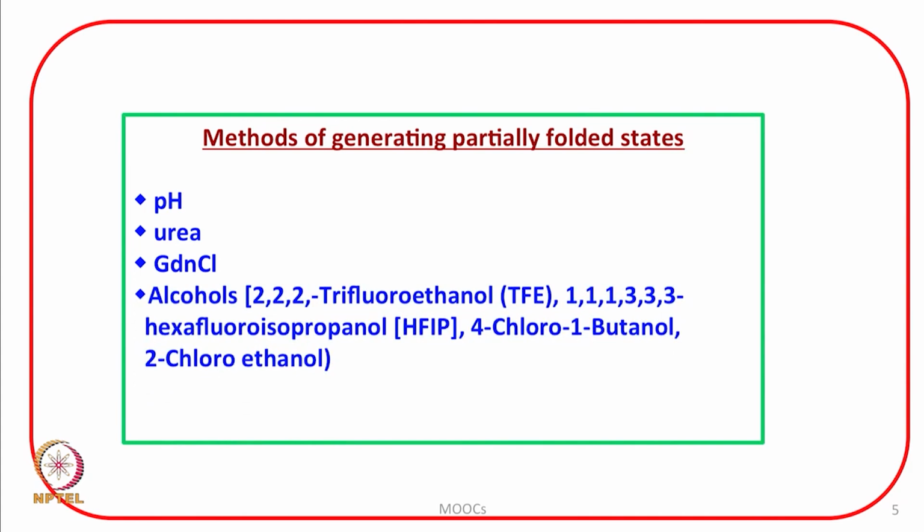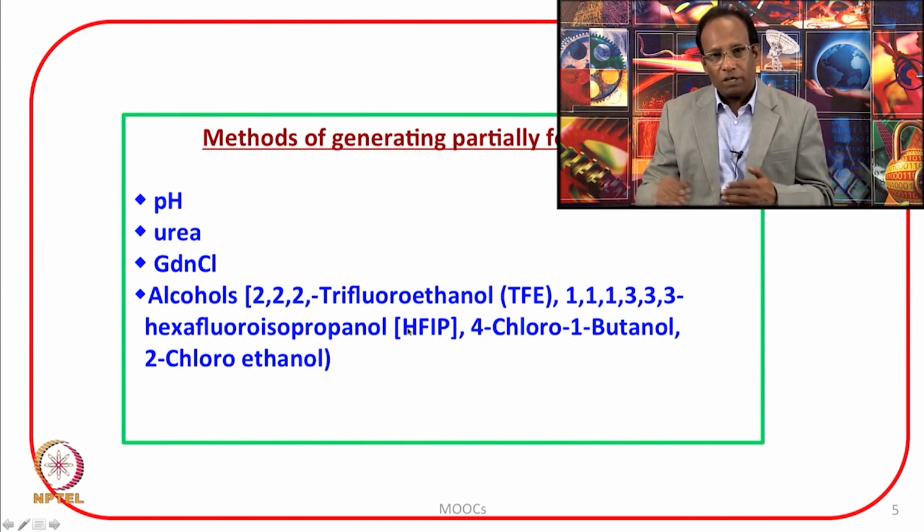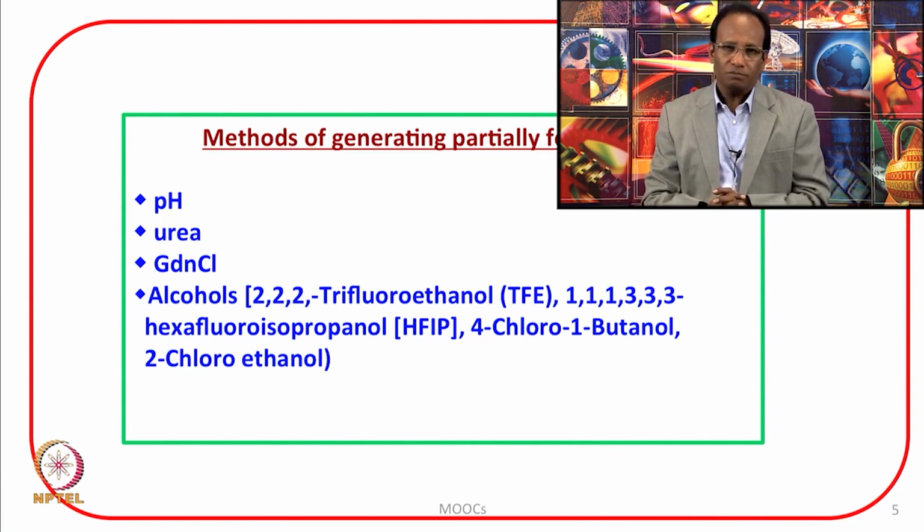Literature search suggests that there are several alcohols, for example, TFE, 2,2,2-trifluoroethanol, or 1,1,1,3,3,3-hexafluoroisopropanol, which is abbreviated as HFIP. These two have been extensively used in literature to generate the molten globule like structure.